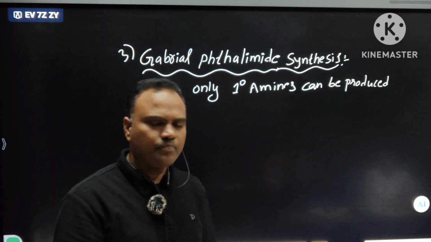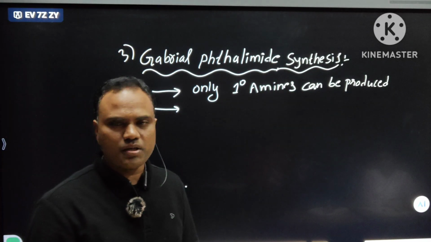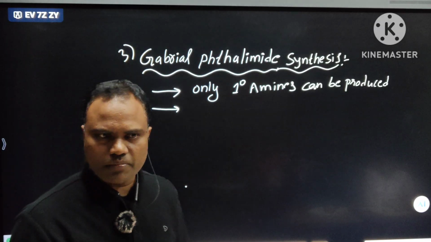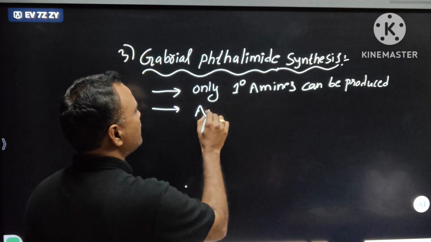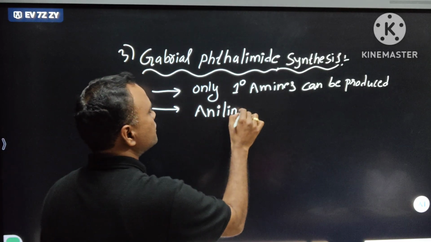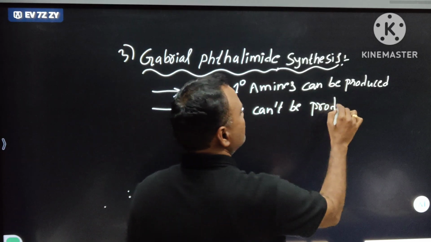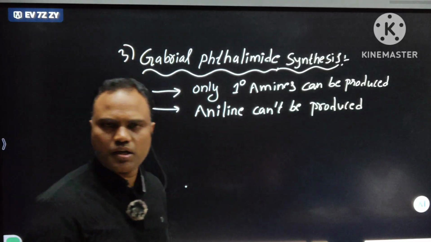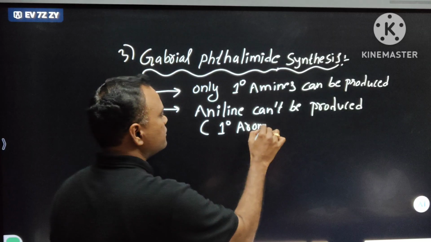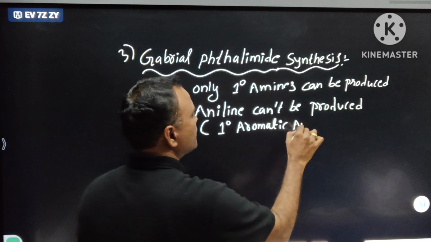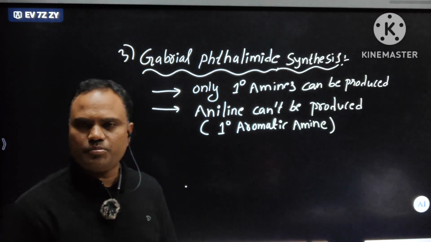In Hofmann bromamide, aliphatic primary and aromatic primary amines are formed, but here only aliphatic primary. Aromatic primary amine means aniline cannot be produced by this method. Aniline means primary aromatic amine, and it cannot be produced.